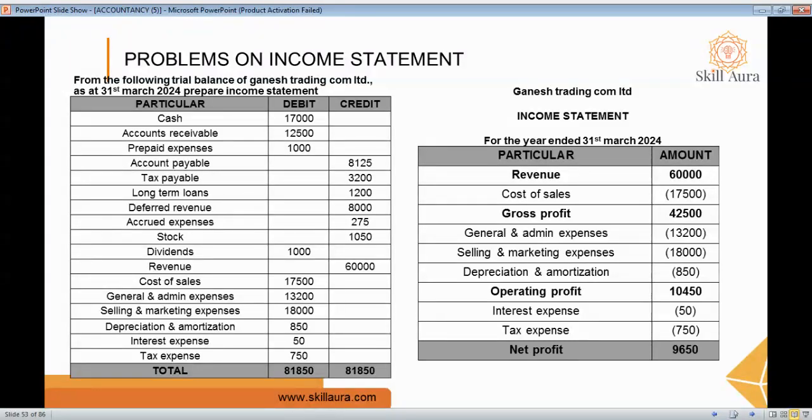Let's know how to analyze this table and how to get a solution for it.